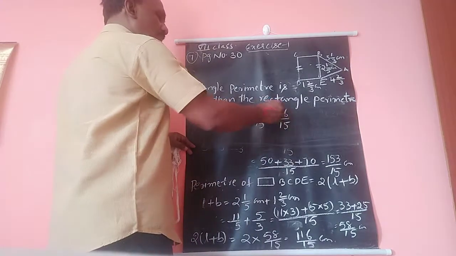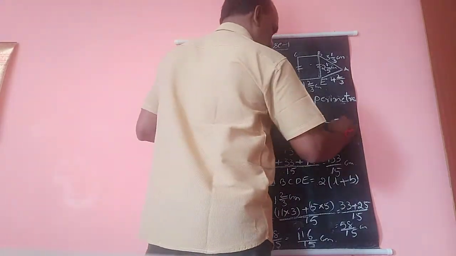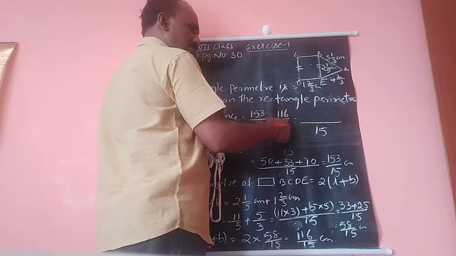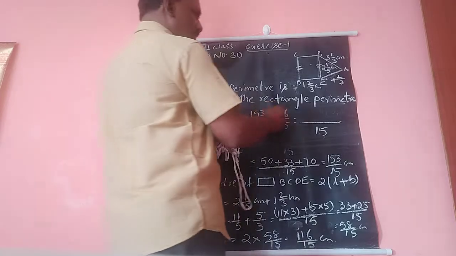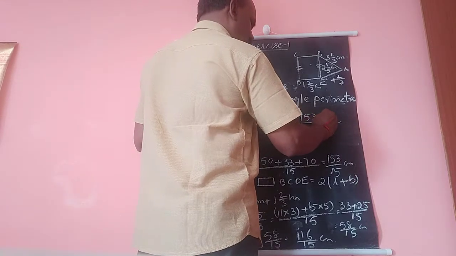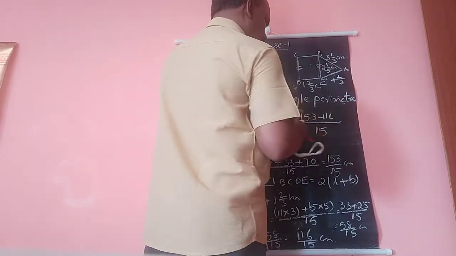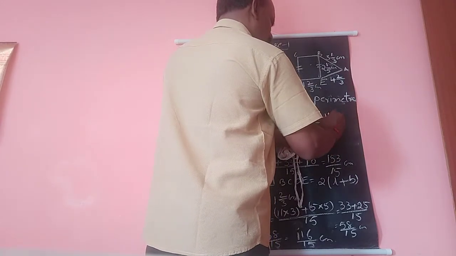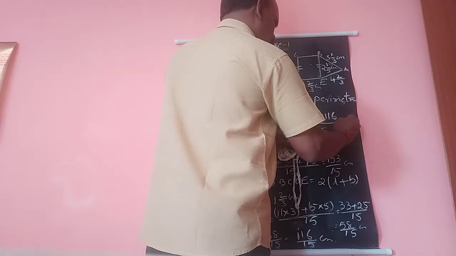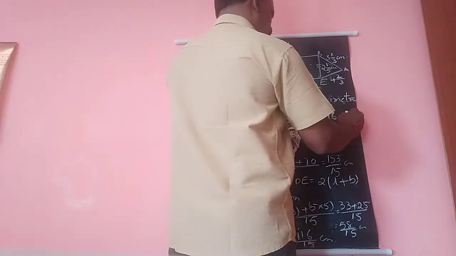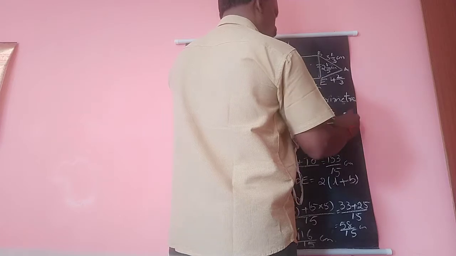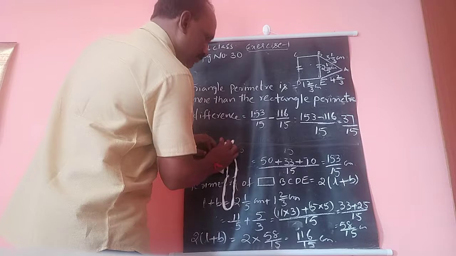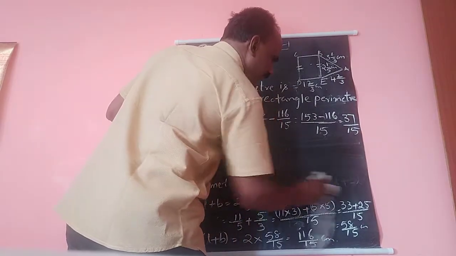We have to subtract the small number from the bigger number. And by 15, like fractions, both have the same denominator. LCM of 15 and 15 is 15 only. And numerator subtraction, 153 minus 116. How much will be coming? 13 minus 6 is 7. 4 minus 1 is 3. 37 by 15.